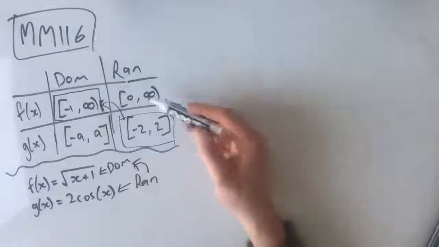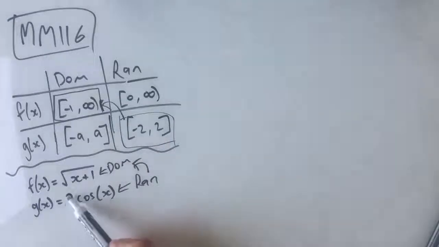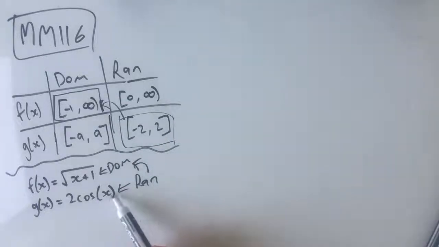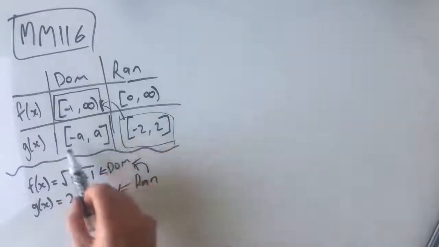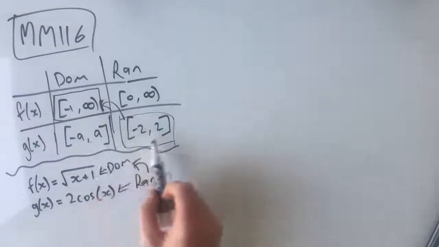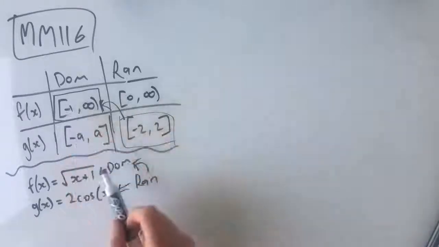Now, at the moment, our range of g of x is negative 2 to 2, and we can tell that because our amplitude of g of x is 2, and the midpoint is 0, so it goes from negative 2 to 2, from minimum to maximum. We need to restrict our domain of g of x so that the range is restricted, which means that it will be a subset of the domain of f of x.